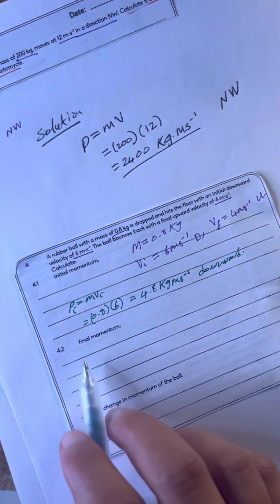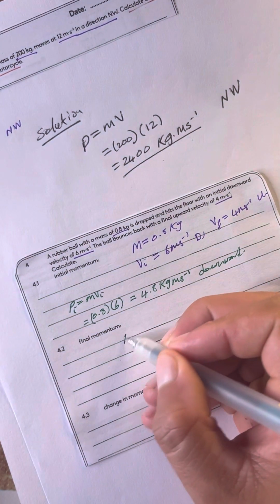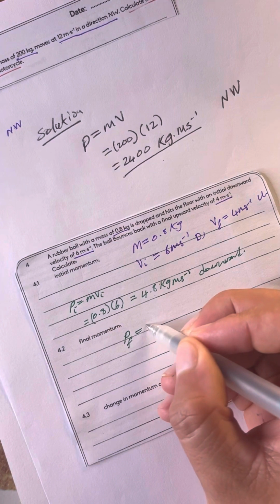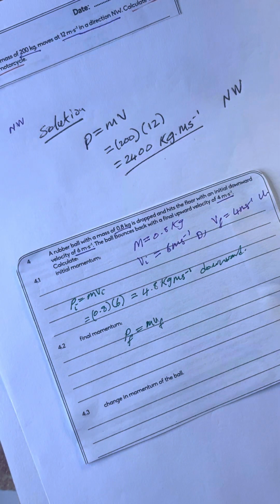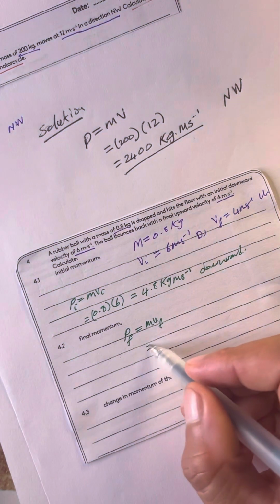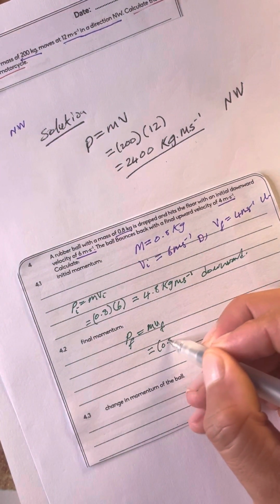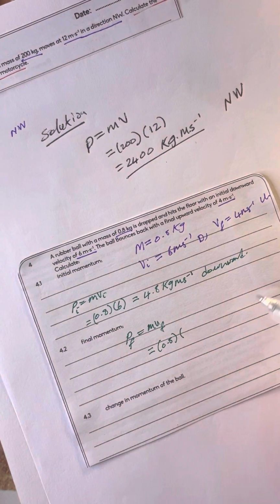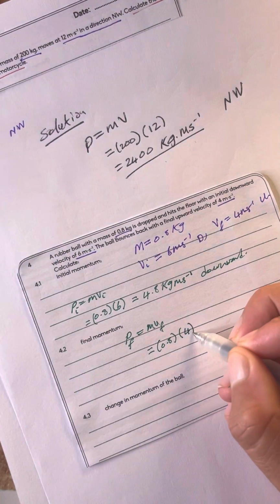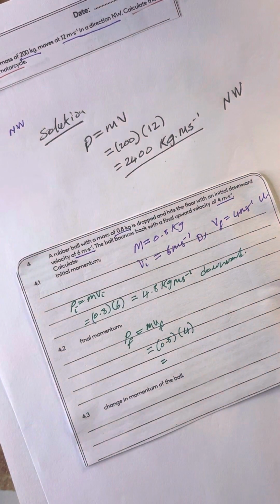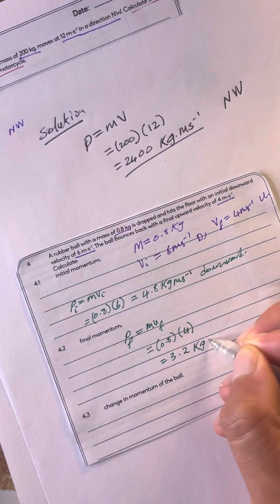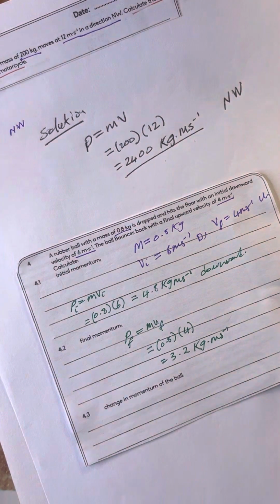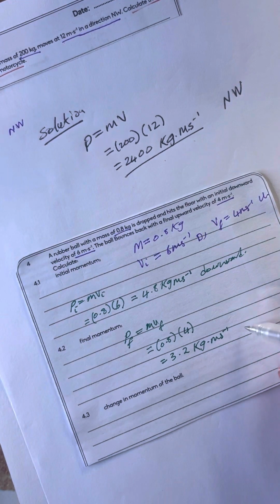Calculate the final momentum. So final momentum, remember, is P_f, which equals m v_final. The mass of the object doesn't change, only the velocity changes. So we have 0.8 again, multiplied by final velocity, which is now 4. When you solve 0.8 times 4, you get 3.2 kilograms meters per second in the upward direction.